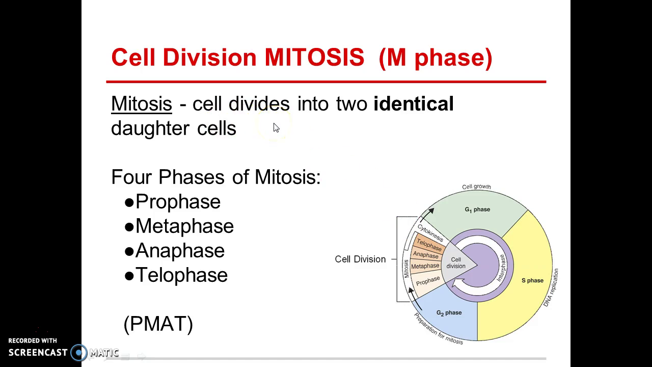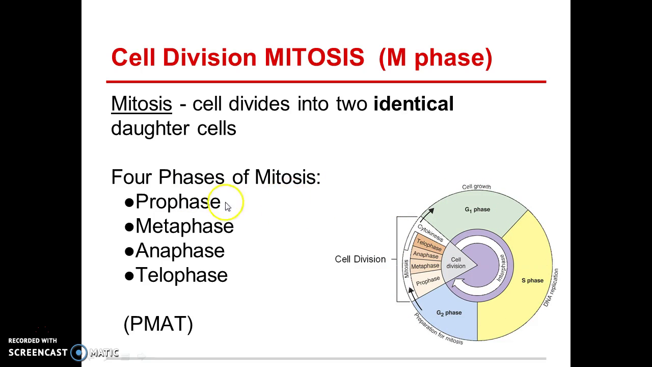Mitosis is when the cell divides into 2 identical daughter cells, and the key word is identical. These are twins, okay? They match the parent cell perfectly. The same DNA is replicated and formed into the daughter cells. So one cell moves through this phase and becomes 2 cells after the M phase.